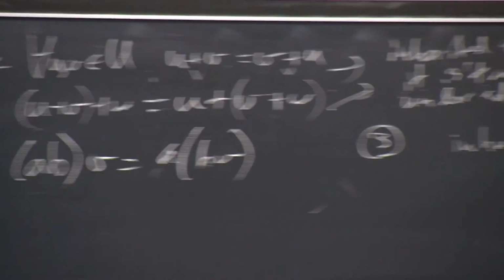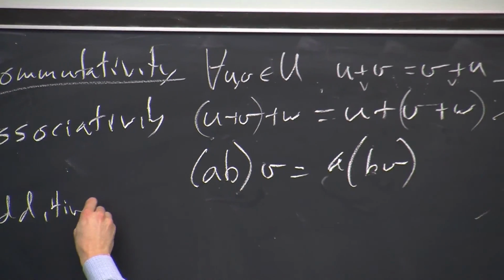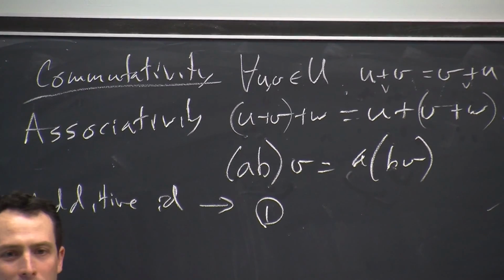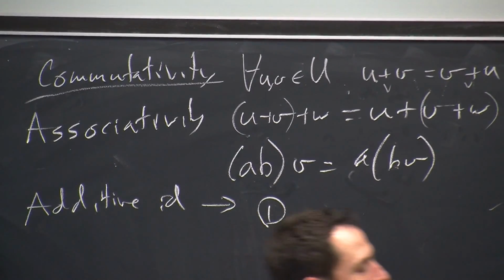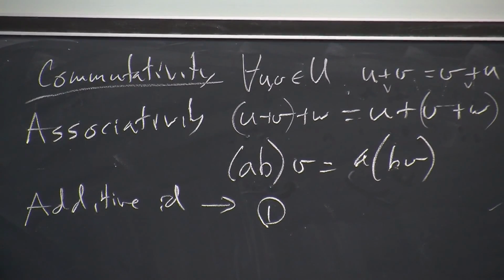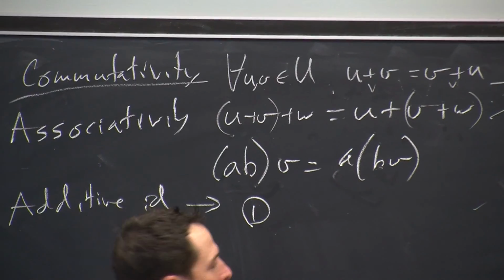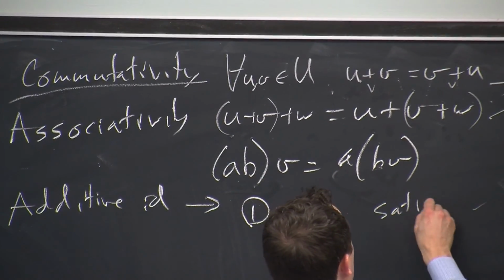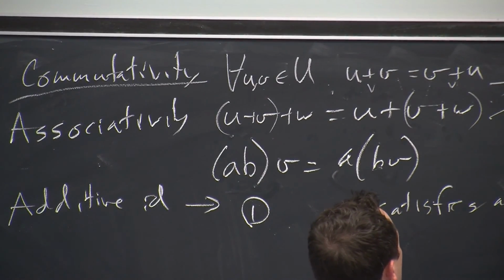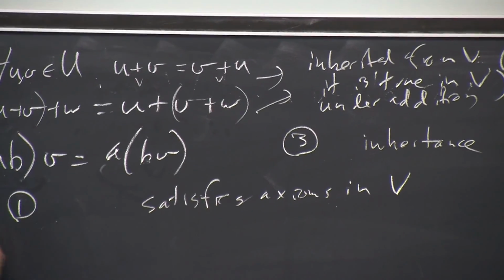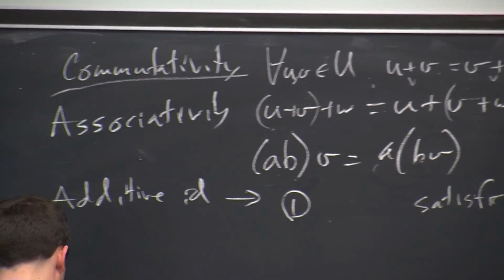Okay. Additive identity. Well, this was just an assumption. And that's true because we assumed that 0 was in there, at least the inclusion of it, and then the fact that it satisfies the same axioms is also because it satisfies the axioms in V. The axioms that an additive identity should satisfy.